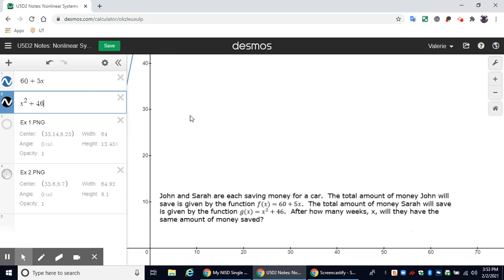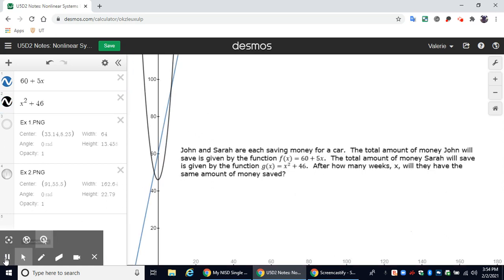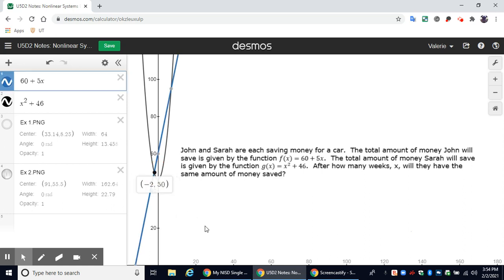Okay, so I can't see that parabola, so I'm going to pause here and readjust my window. Okay, so now that I have that readjusted, we can see the 2 points of intersection, the parabola and the line, and I moved my question up here so we can actually answer this question. So it says, after how many weeks x will they have the same amount of money? Well, we see that there are 2 points of intersection, so if I click on that point right there, I can see that my x value, because x is representing weeks, is negative 2.